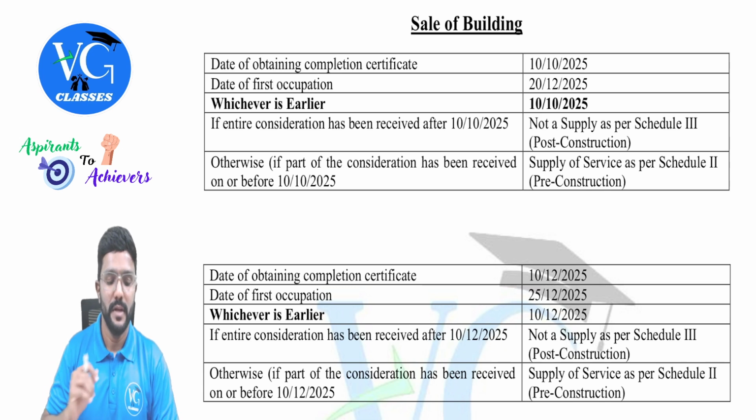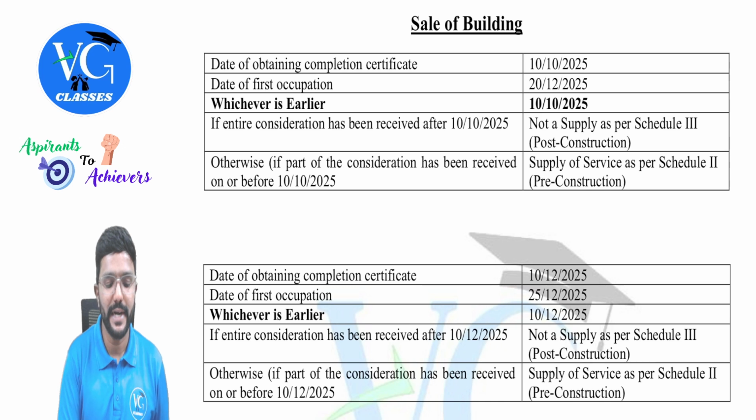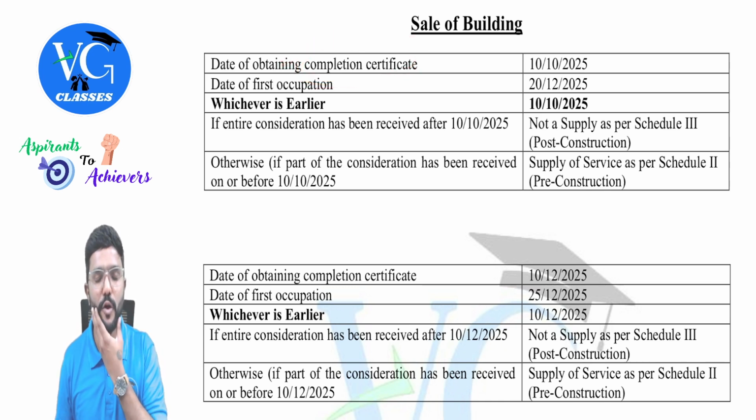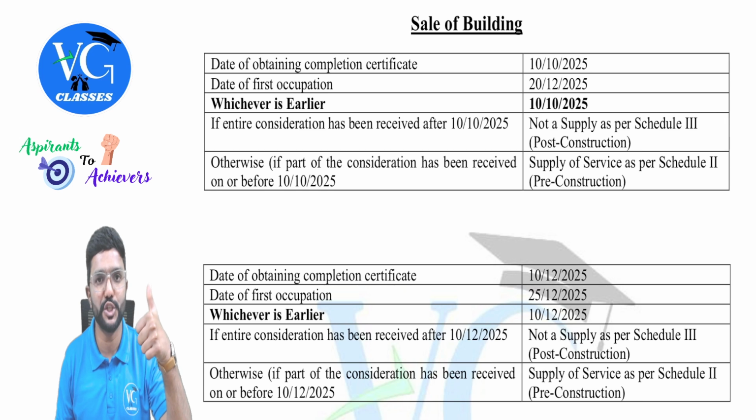Assume I am the builder who is constructing flats or apartments or any building, and construction is completed, and I obtained the completion certificate from the competent authority on 10th October 25 saying the property is ready to occupy. So the completion certificate is obtained on 10th October from the competent authority. And the buyer first occupied the property on 20th December. That is the date of first occupation by the buyer. Whichever is earlier we need to take. That is the date on which the completion certificate is obtained or the date of first occupation, whichever is earlier, 10th October.